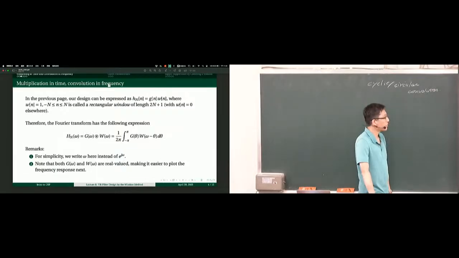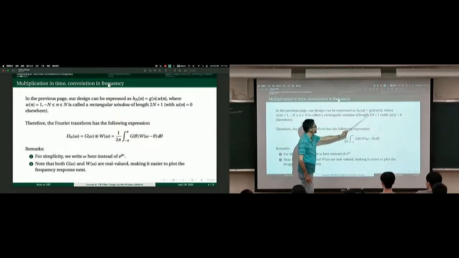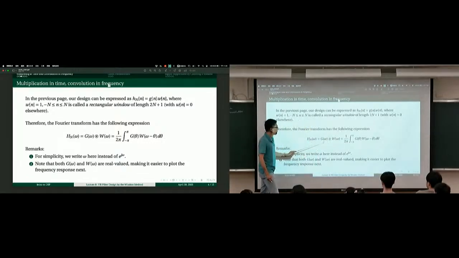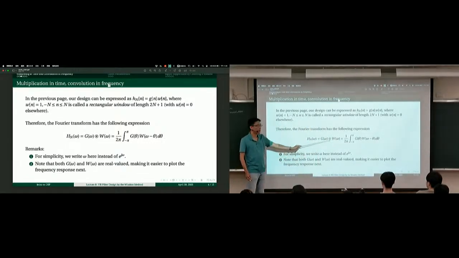Now we are familiar with the convolution in time domain, multiplication in frequency domain. But now, since this is the action we are taking, we multiply the ideal response with the window. Therefore, the effect in the frequency domain should be that of a convolution in the frequency domain. So far, so good? So a few remarks to make.